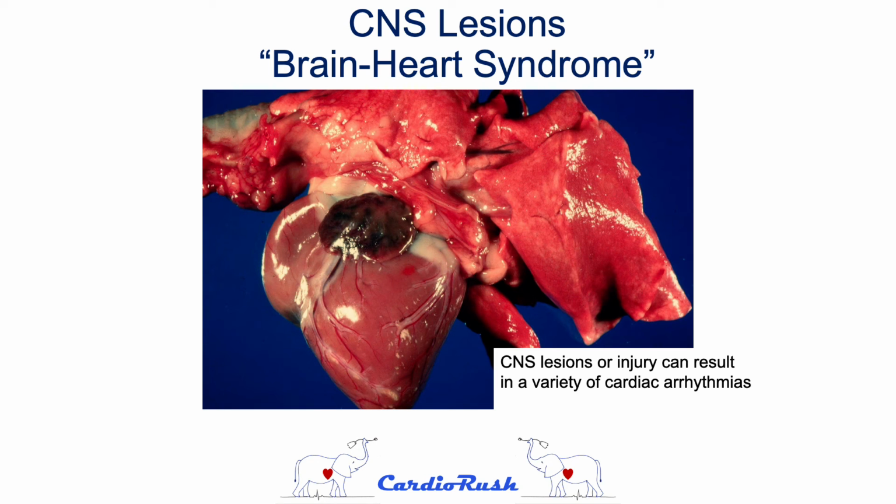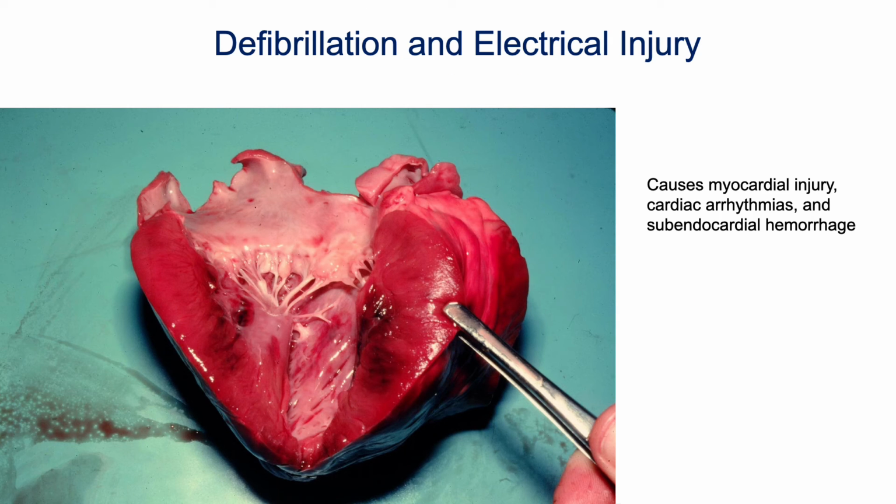It's also recognized that certain central nervous system lesions, tumors, sometimes diseases in the neck can lead to cardiac arrhythmias or areas of myocardial necrosis. This syndrome of the central nervous system leading to changes in the heart has sometimes been termed the brain-heart syndrome. Here's again that same heart as before, as a reminder that defibrillation and other electrical injury can damage the heart. So multiple efforts to try and defibrillate the heart can lead to myocardial necrosis or subendocardial hemorrhage.